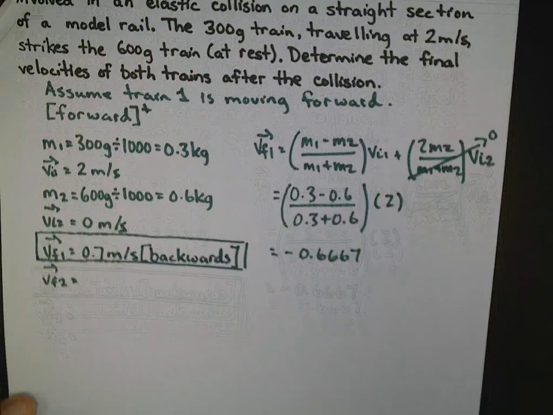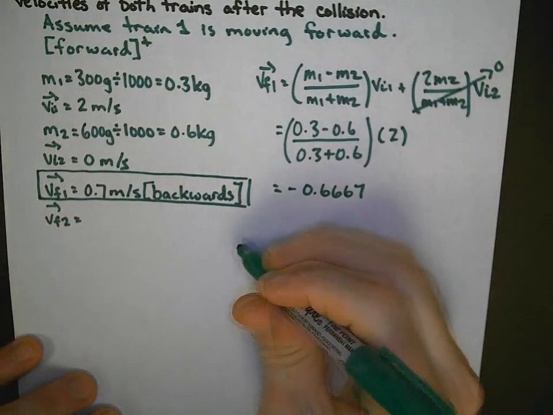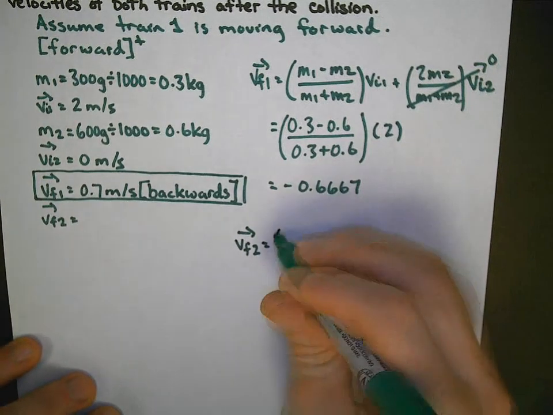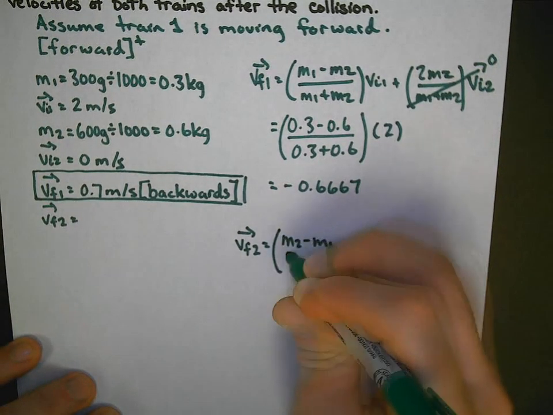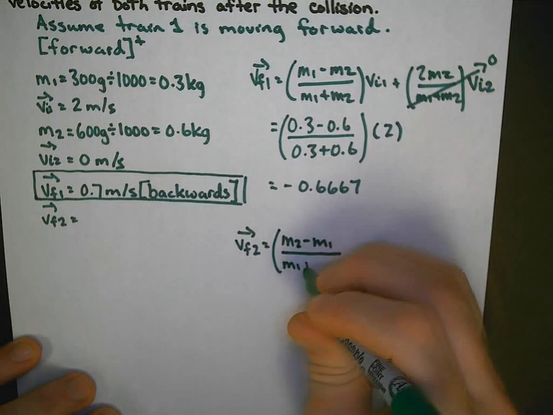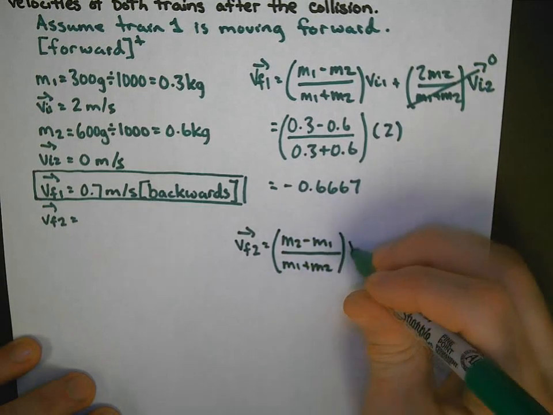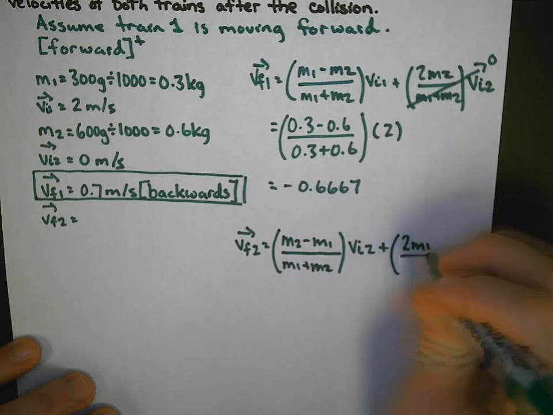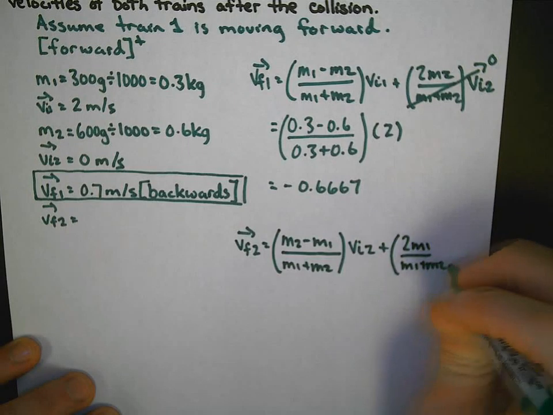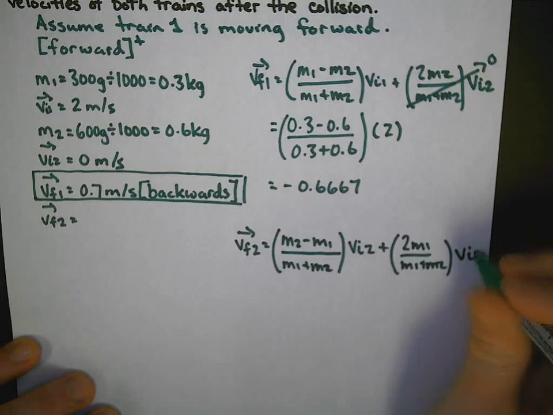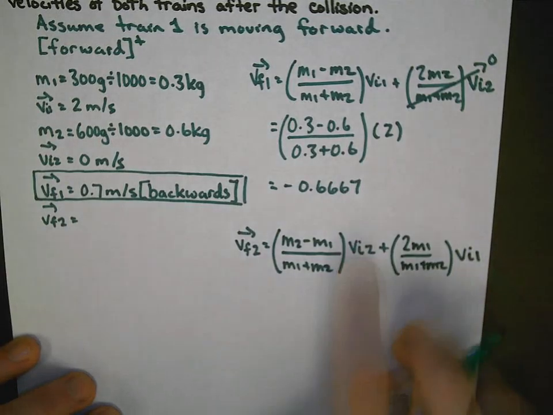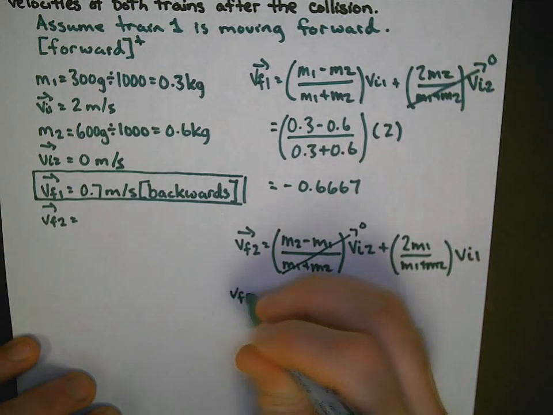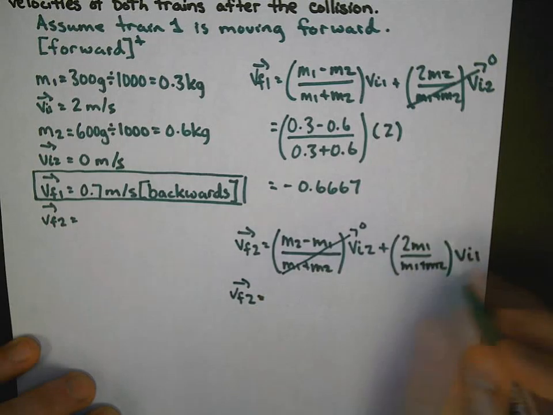And then we can also calculate, same process basically, just the other equation for VF2. So I'm going to jot it down quickly first. And again, I notice VI2 is 0, so that whole first term cancels out. So we will simply substitute in now all our values over here.